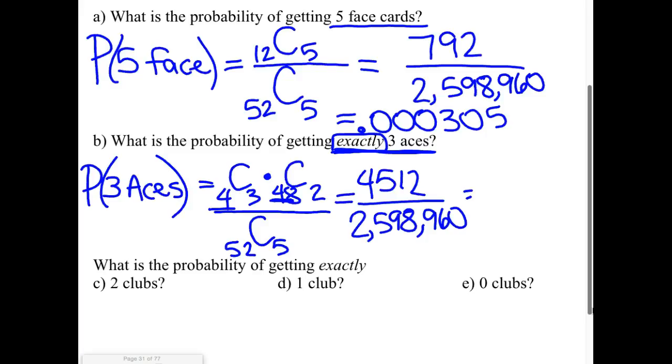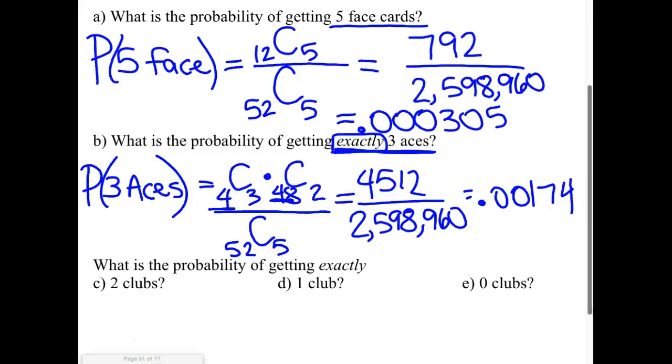We're going to divide those and turn it into a decimal. We have a probability of 0.00174. So again, that's far away from 1. It's a little bit closer than our first problem, but still not a great probability of getting exactly 3 aces.